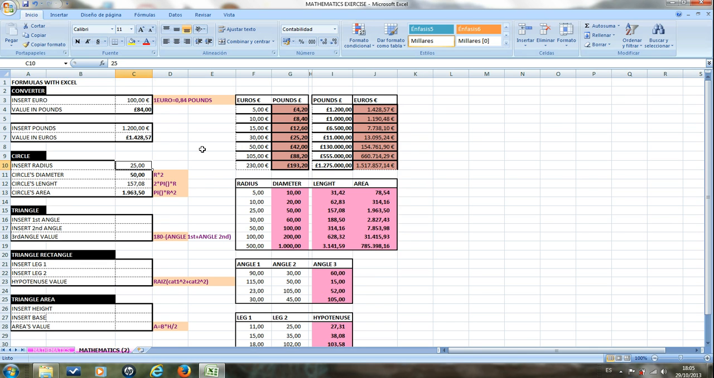I want you to think one more time that we are using the cell code in the formulas instead of the value inserted in them. That way, if the user changes the value, all the formulas will react and recalculate automatically the new value.